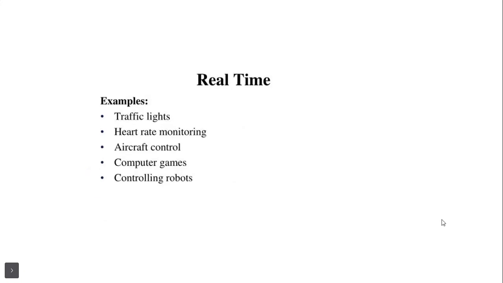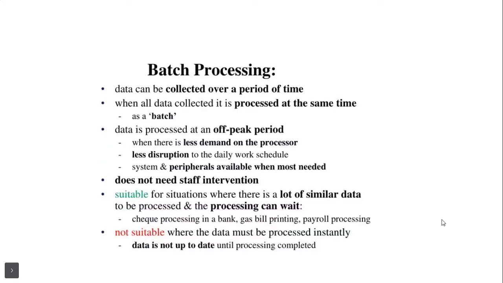So these are some of the examples. And batch processing: data can be collected over a period of time, and when all the data is collected, it is processed at the same time. By the name itself we know, by batch it will be processed. So data is processed at an off-peak period, when the CPU is not very busy. At that time only it will be processed.